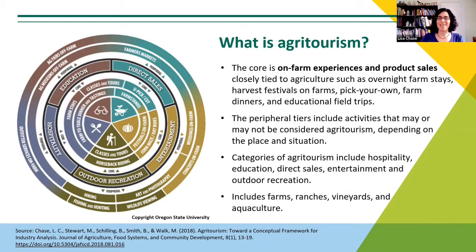Since we put agritourism in the title, we thought we better explain what we mean here, and won't go into too much detail about what is agritourism, but what I wanted to start off with is saying there's a lot of disagreement and different ways of using agritourism. Where there is agreement, as you can see in this graphic here, is in the core, which is composed of on-farm experiences and product sales that are closely tied to agriculture. And there's 5 overlapping categories: hospitality, education, direct sales, entertainment, and outdoor recreation. So that core of this graphic, on-farm experiences and product sales closely tied to agriculture, is where there's agreement.